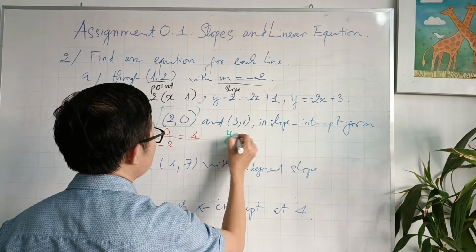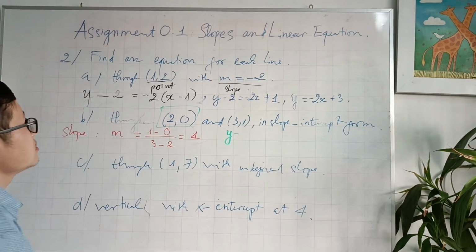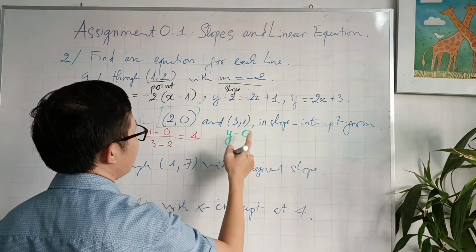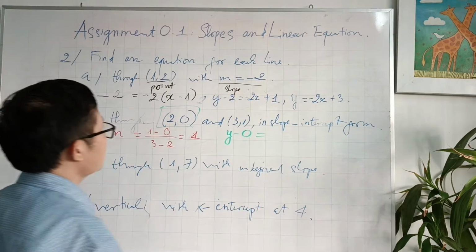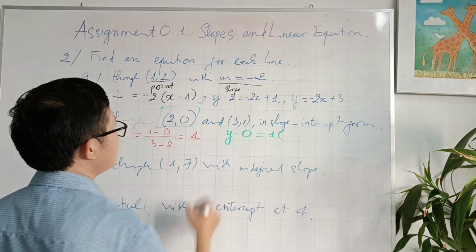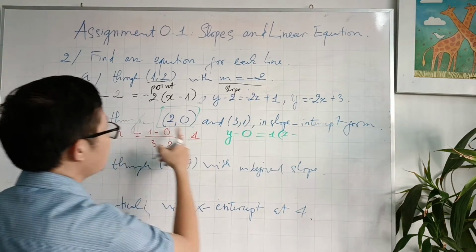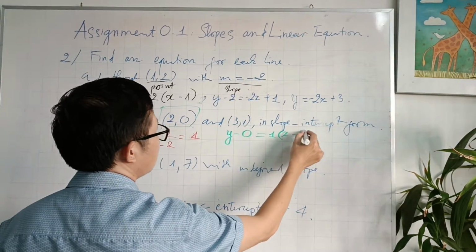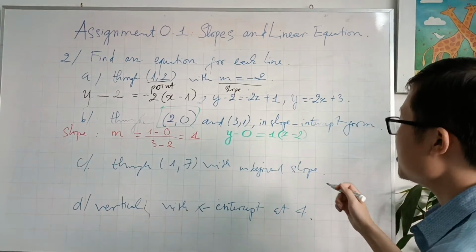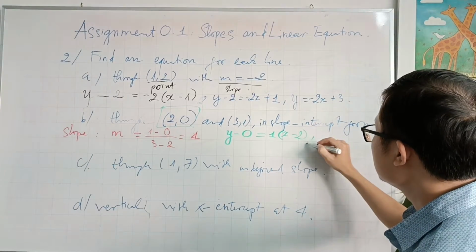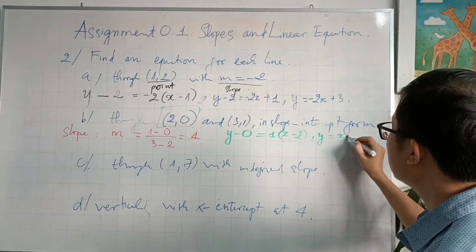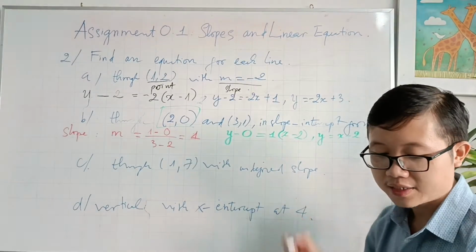y minus y0 equals slope 1 times x minus x0, here is 2. Expanding two sides of the linear equation, we have y equals x minus 2. This is the last answer.